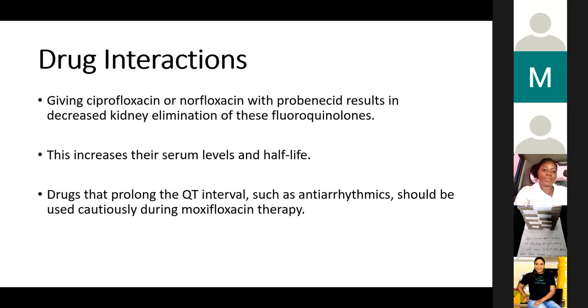And giving them cipro or norfloxacin with probenecid would lead to decreased kidney elimination. And therefore, you have increased levels of the fluoroquinolone in the patients. They can also prolong the QT interval. And so the ECG changes could also occur.